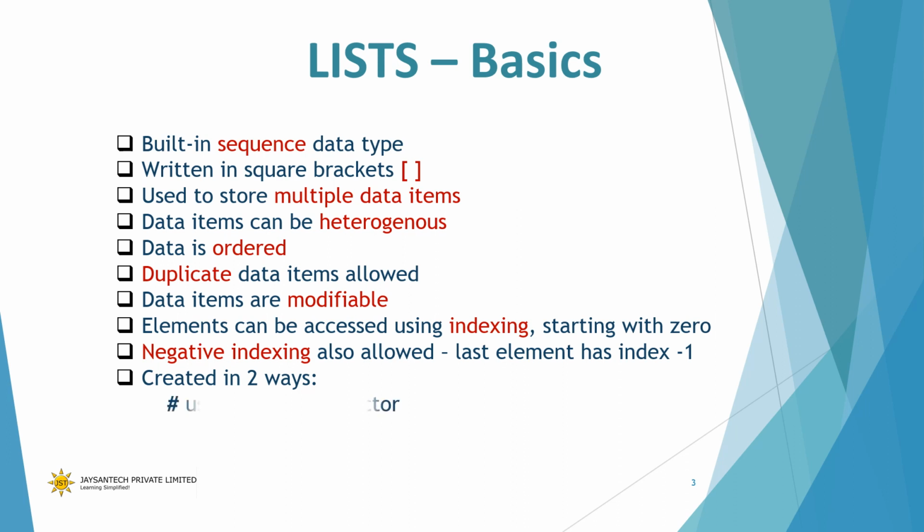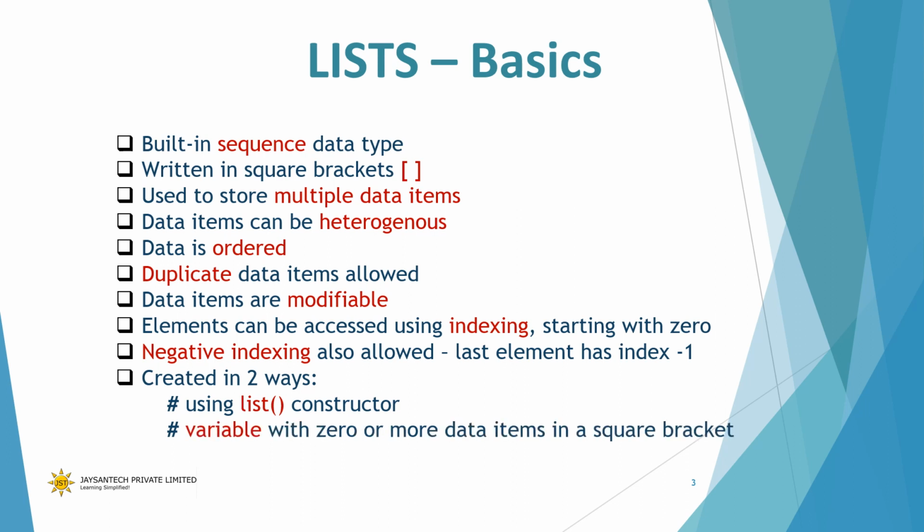A list can be created in two ways. One way is using the list constructor. This constructor takes an iterable as a parameter to create the list. Also, you can create a list using a variable with 0 or more data items in square brackets separated by commas. So these are the two ways of creating a list.